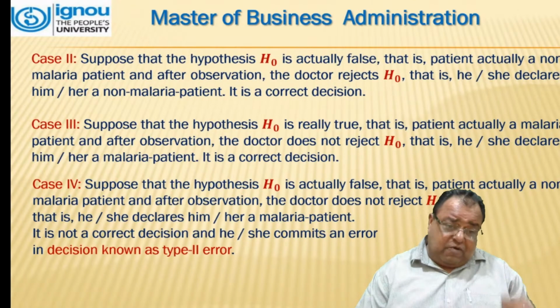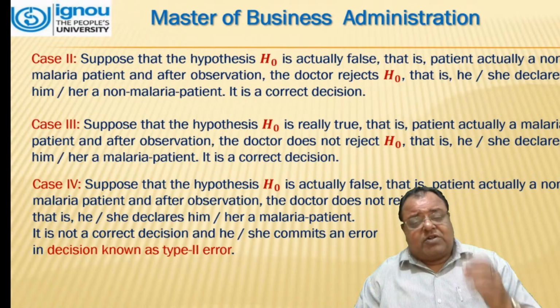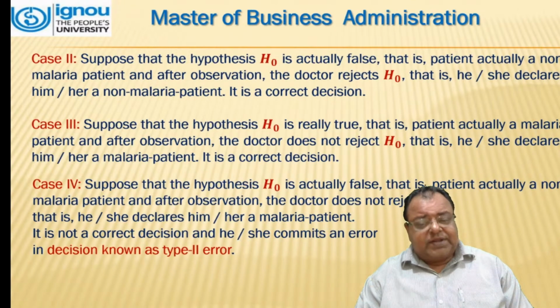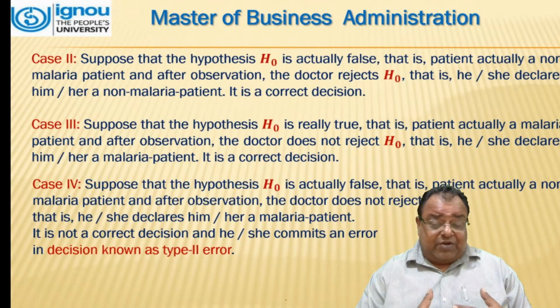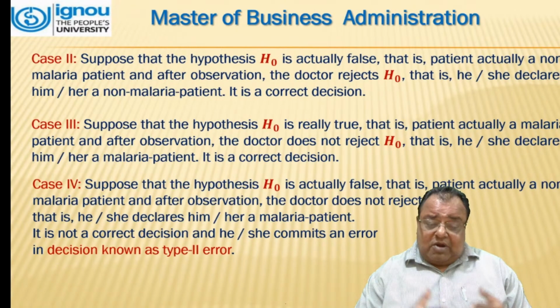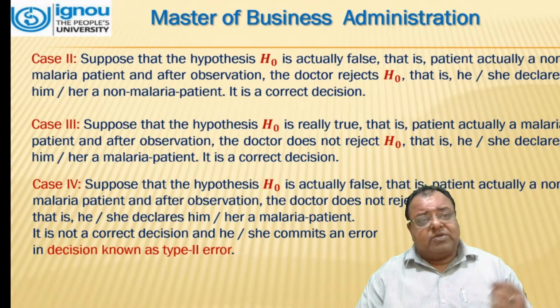But in case 4, suppose the hypothesis H naught is actually false. That is, the patient is actually a non-malaria patient, and after observation, the doctor does not reject H naught. That is, he or she declares him or her a malaria patient. It is not a correct decision, and he or she may commit an error of decision making that is known as type 2 error.